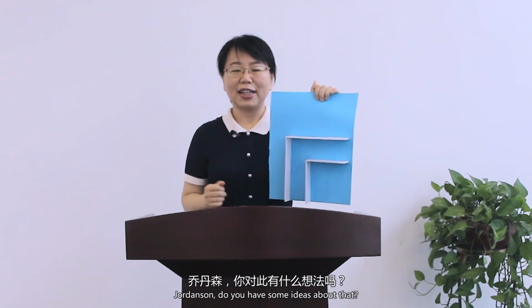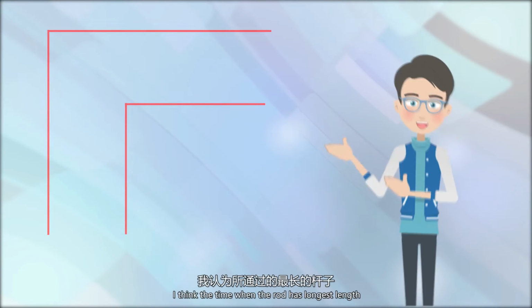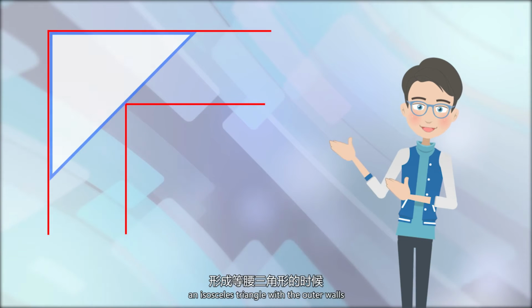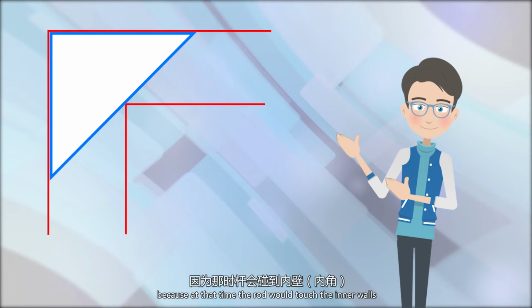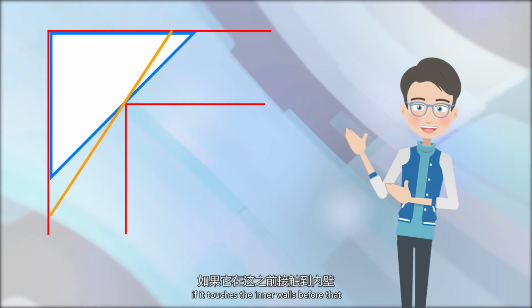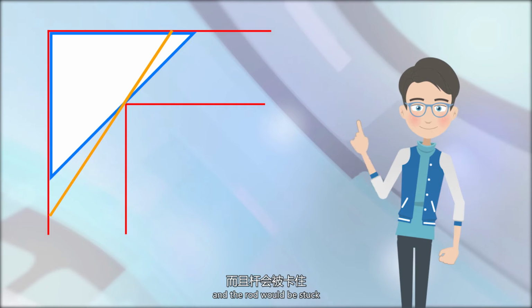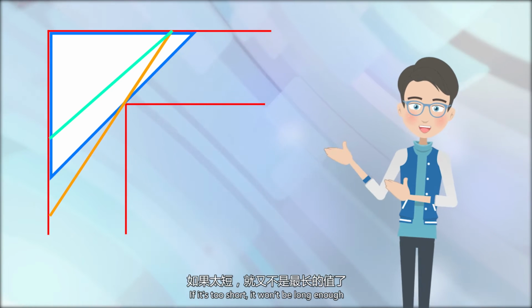Alright, Jonathan, do you have some ideas about that? I think the time when the rod has the longest length would be when it forms an isosceles triangle with the outer walls, because at that time the rod would touch the inner walls. If it touches the inner walls before that, it will be too long, and the rod will be stuck. If it's too short, it won't be long enough.